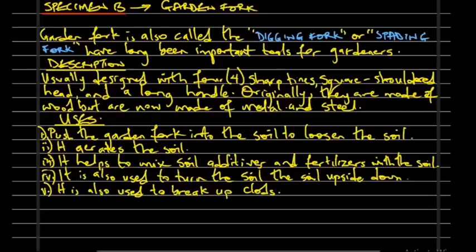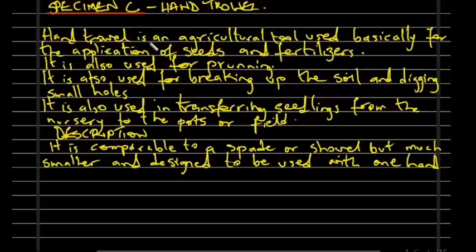And immediately we move over to the next specimen, which is our specimen C, and that is the hand trowel. The hand trowel is another agricultural instrument or tool that is used basically for the application of seeds and fertilizer. That is basically what we use it for. We use it to transplant seeds or seedlings from a nursery to the beds, and also in the application of fertilizers. It is also used for pruning, as well as to break up soil, particularly when the soil is hard, and it is used in digging small holes.